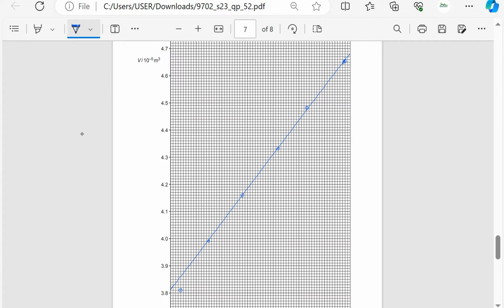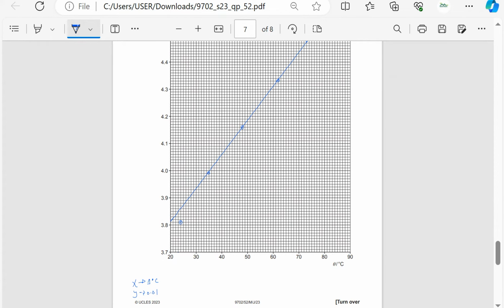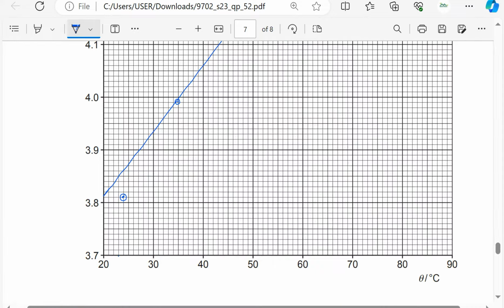Okay, so I've created an anomalous point which is at the bottom because I couldn't really bring it closer to the line of best fit unless I plotted wrongly. 1, 2, 3. I think this point was plotted wrongly. It is supposed to be here. I plotted 24 instead of 23. So 1, 2, 3. So it is here.